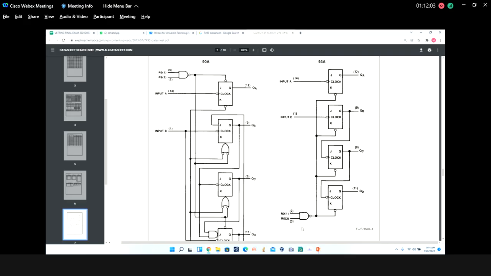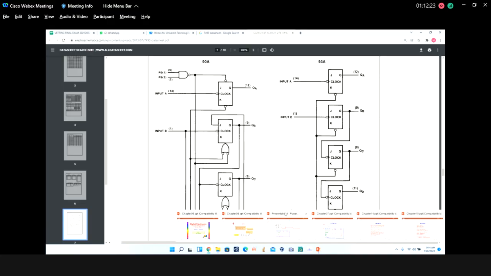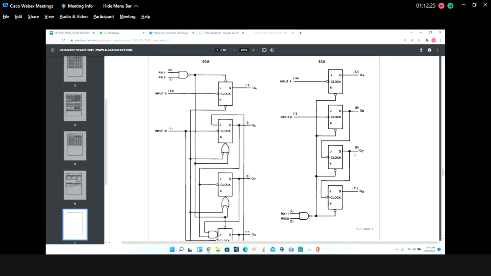And then if you see here, R0 1 and R0 2 form a NAND gate. So if you want to do a decade counter, you need to have D1 and B1, and then this pin you will connect to R0 1 and R0 2. So you just give this input, and then it will run as the decade counter.